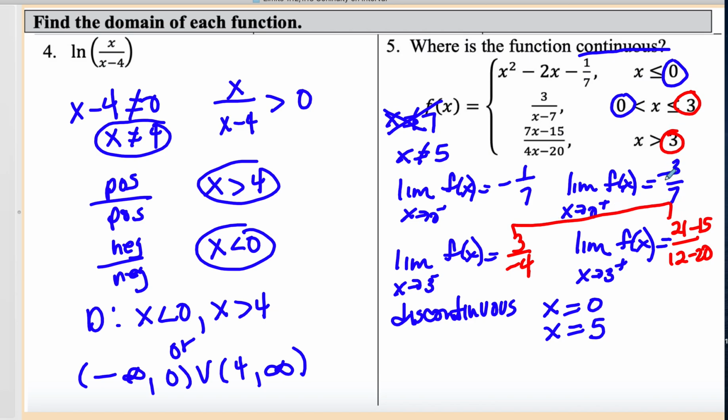So 3 is okay. 3 is not a point of discontinuity. Instead they hook up right here. So now I'm ready to write where the function is continuous: from -infinity to 0, union 0 to 5, union 5 to infinity.